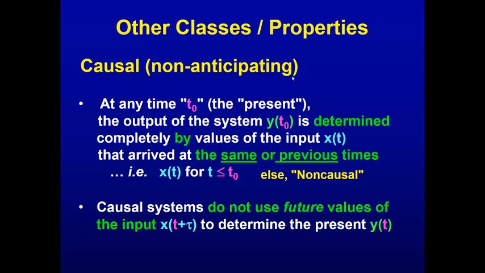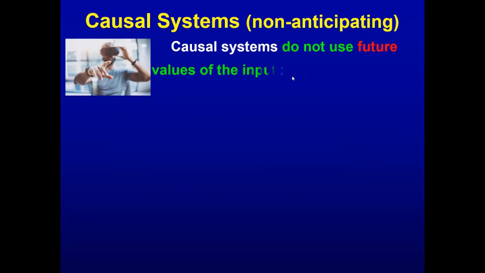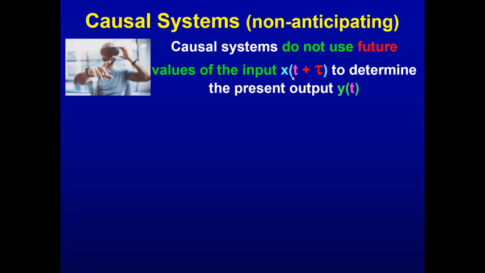The main thing is causal systems cannot rely on future information to determine the current output of the system. We can't need any future values of the input signal, like x of t plus something, to determine the present output y of t. So causal systems don't use future values of the input.